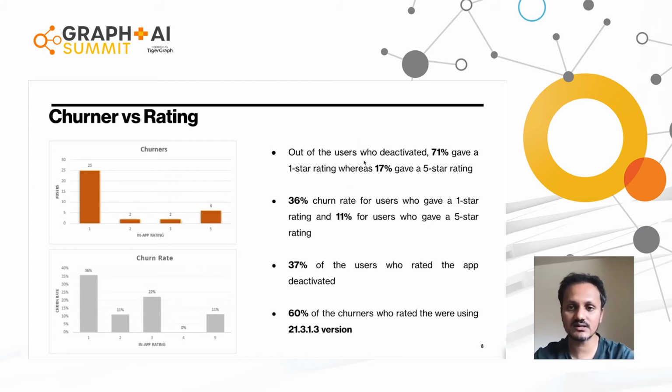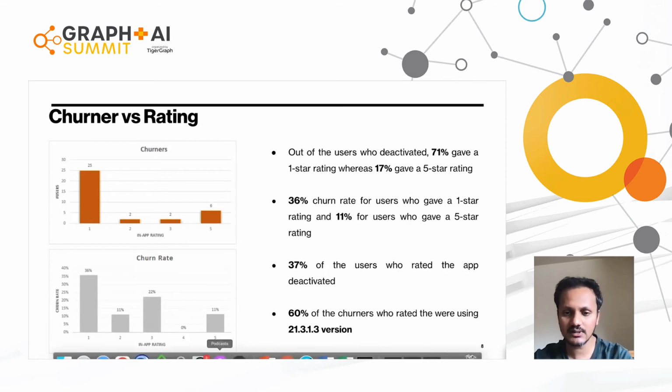The first one, for example: out of the users who deactivated in a certain period of time, 71% gave a 1-star rating and 17% gave a 5-star rating. So it clearly indicates that people who are upset and give a 1-star rating, after a certain point, decide to deactivate. By capturing this segment of 1-star rating users, you can preemptively predict that these users are more likely to deactivate compared to, let's say, 5-star rating users. Similarly, you can see here 36% of users who gave a 1-star rating and 11% who gave a 5-star rating. This is the churn. Again, a similar analysis where you can see that a 1-star rating means very high likelihood to churn versus a 5-star rating.